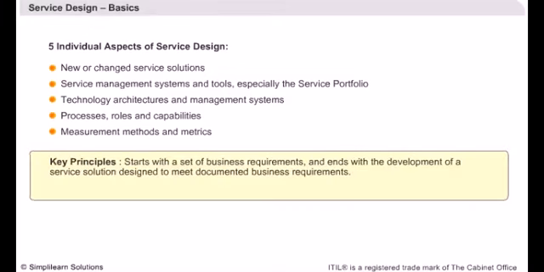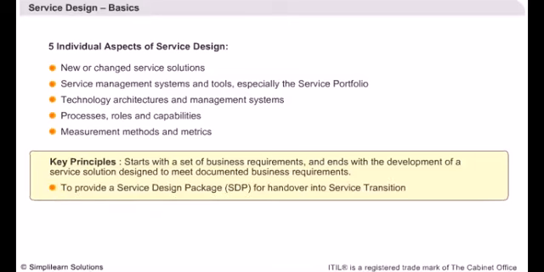The key principles involved in service design are those which start with a set of business requirements and end with the development of a service solution designed to meet documented business requirements and to provide a service design package, SDP, for handover into service transition. Now let us proceed to get introduced to service transition in the next slide.